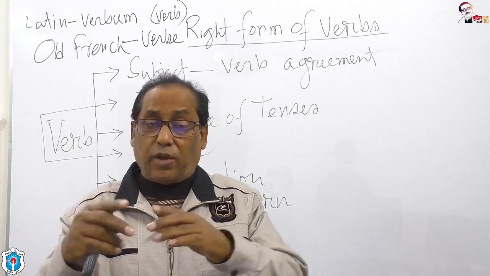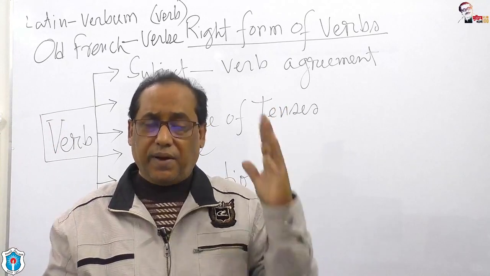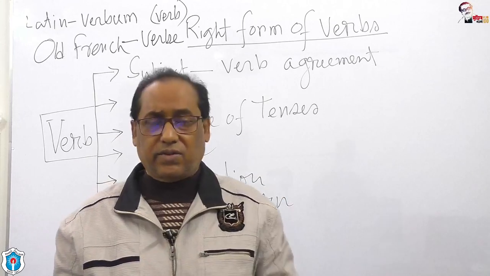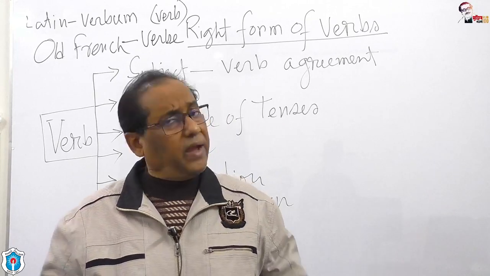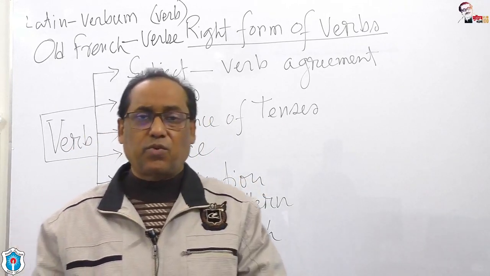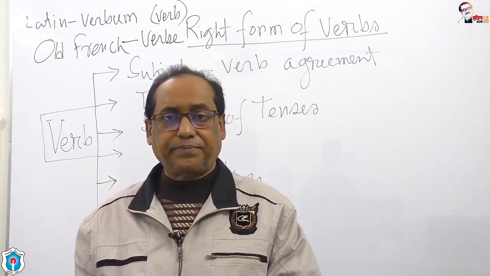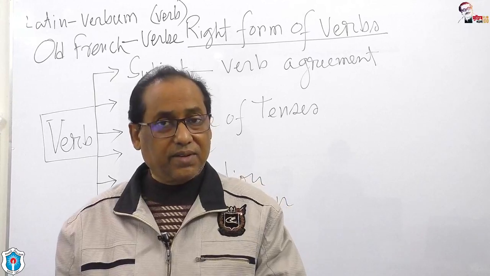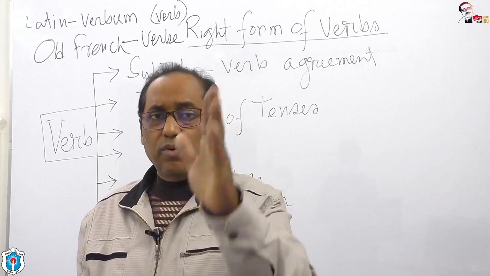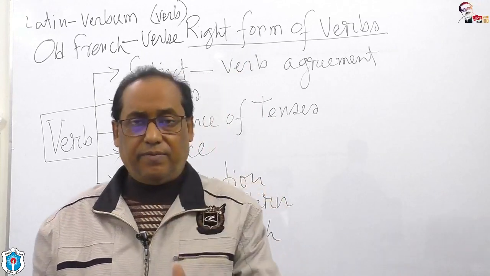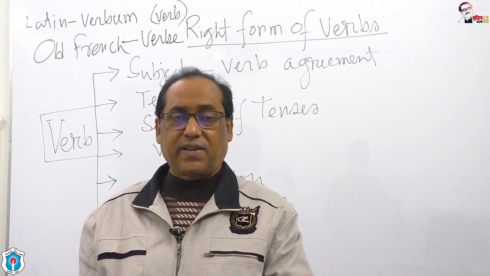Right? So if you don't know subject, its person and number, you can't correct a verb. So I do believe that most of the students have the conception of person and number. But when you are going to correct a verb, then you can't identify person and number.